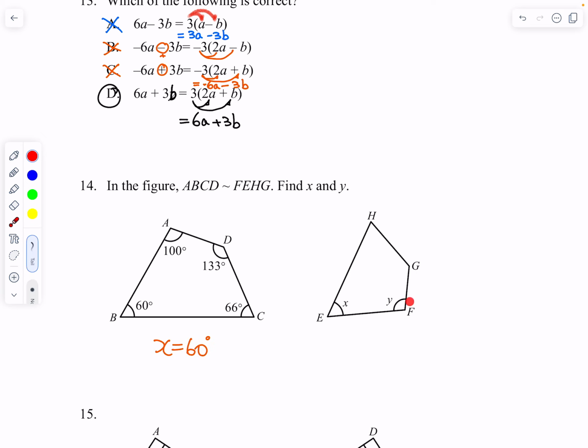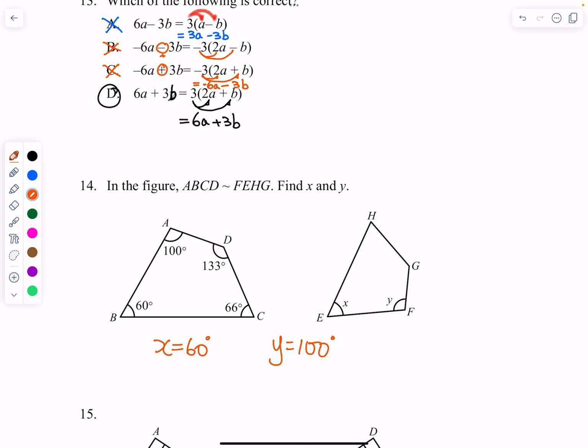How about for y? Y is at angle F. Angle F is the same as angle A. Be careful, it's angle A. F and A both come first. So if A is 100, Y is also 100.